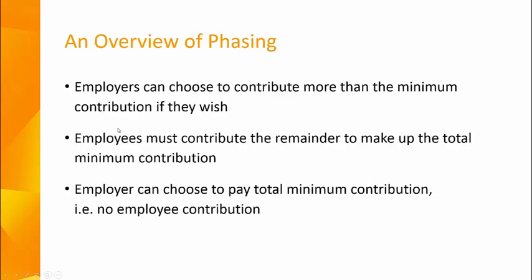Both the employer and the employee can choose to contribute a higher amount to the pension scheme if they wish to do so. If an employer chooses to pay more than the employer minimum, but less than the total minimum amount, then the employee must make up the difference. If an employer wishes, they can also decide to pay the total minimum contribution rate, which is 5% from April 2018 and 8% from April 2019.